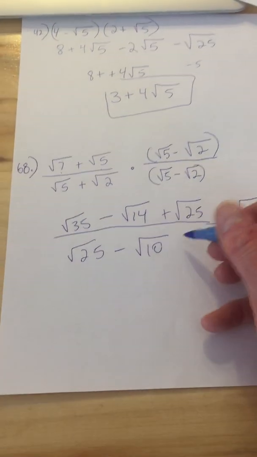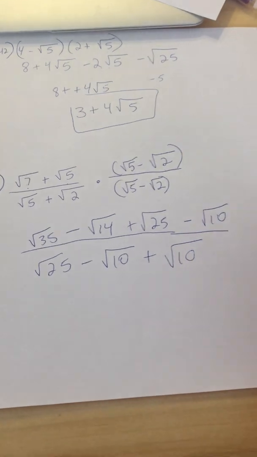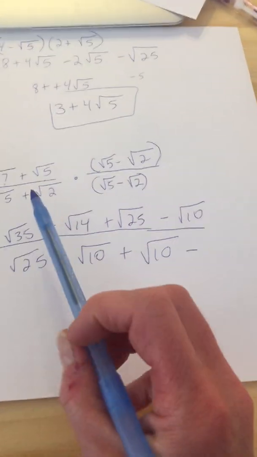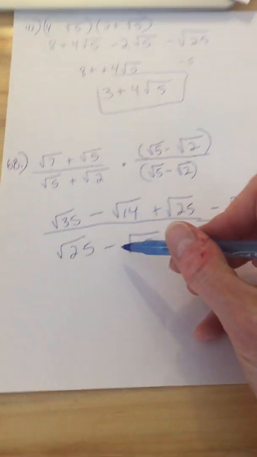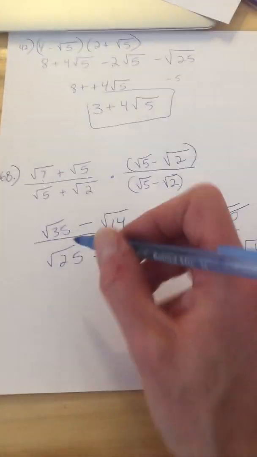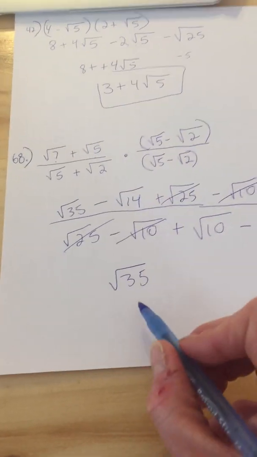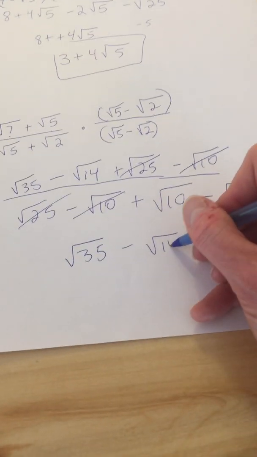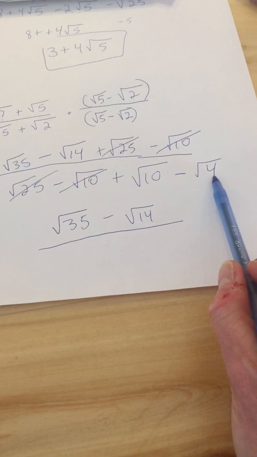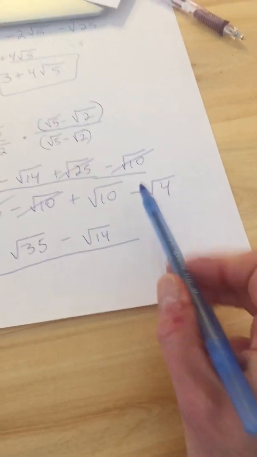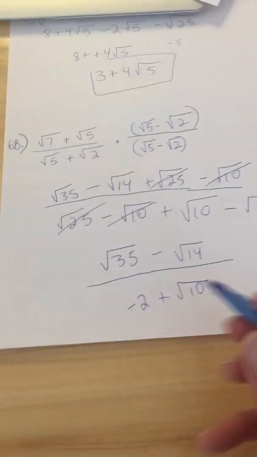And now I'm going to multiply by this 2, and it's going to be root 10. And then this 2 times this negative root 2, and so it's going to be 2 times 2 is 4. Then I'm going to get rid of this negative root 10 and this positive root 10, and what it's going to leave me on the top is the root of 35 minus the root of 14. And on the bottom, it's going to leave me, I can do this, so this is going to be 5 minus 4, and that's my answer.